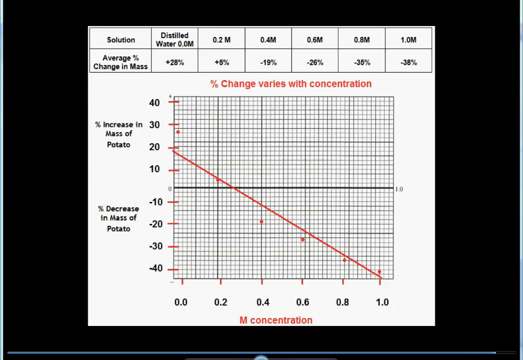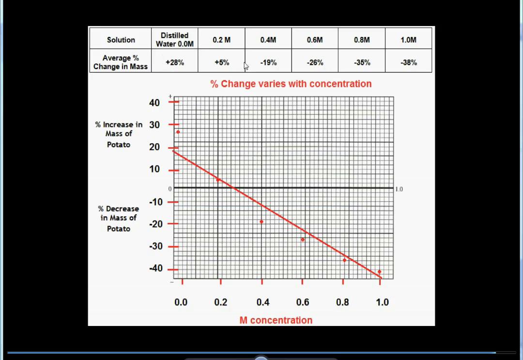Alright, here's the important part. On the second day, the masses were taken for each potato and averaged out. And the most important part is right here. Average change in mass for all the chunks. Chunks sitting in 0 molar or just water, 0.2 molar, 0.4 molar, and so on. You can see here that these guys gained mass overnight, and these guys here lost mass overnight.